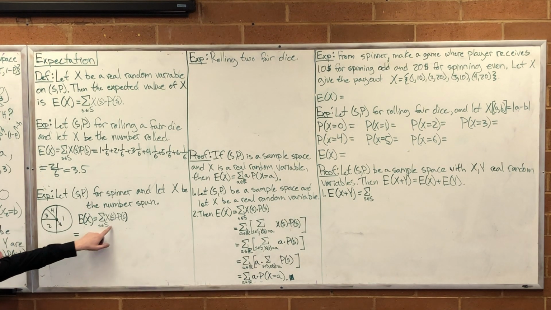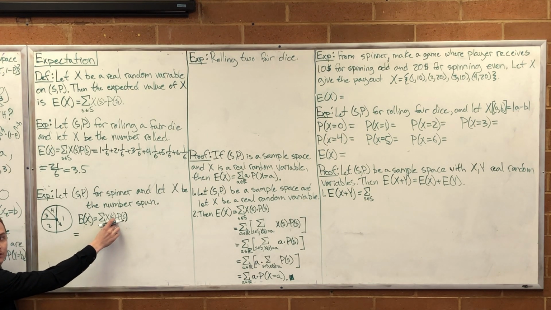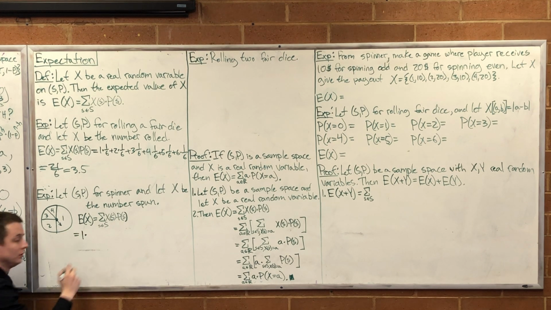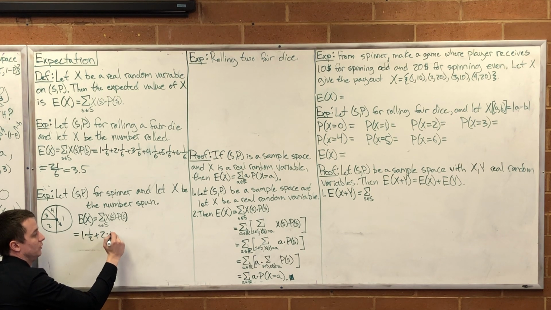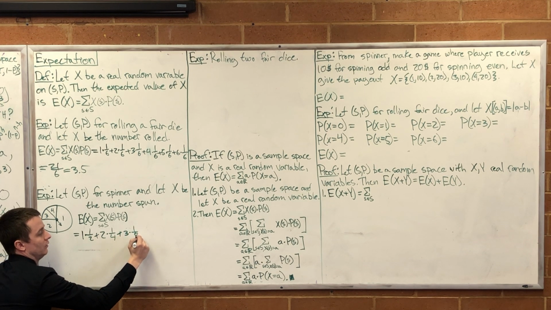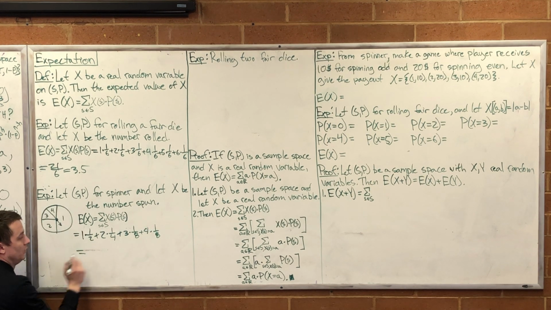So we're going to go through 1, 2, 3, and 4 and plug it into here. So this is equal to, what's x of 1? 1. 1 times what's the probability of 1? 1. Plus what's x of 2? 2. Times the probability of 2? 1. Plus 3 times 1. And 4 times 1. And so, what's that equal to?